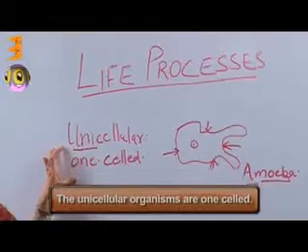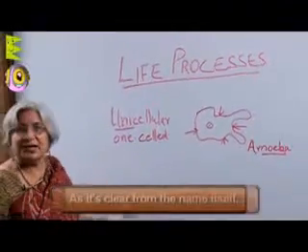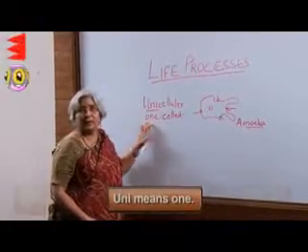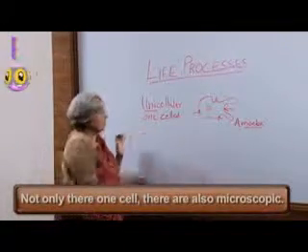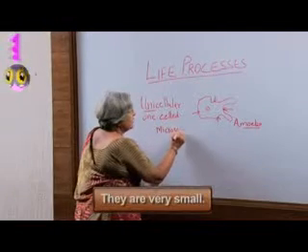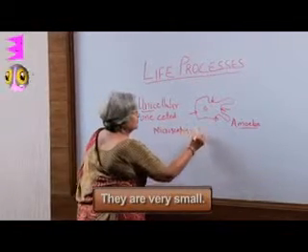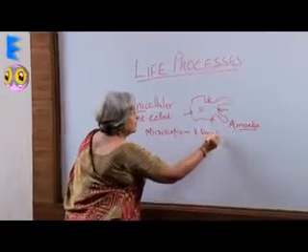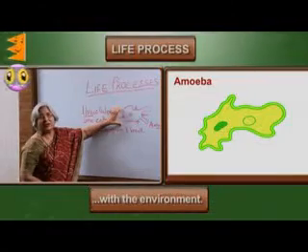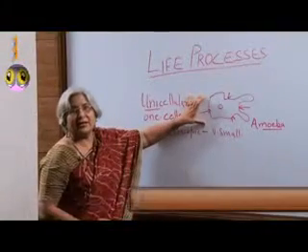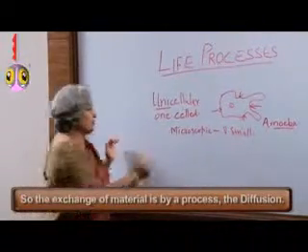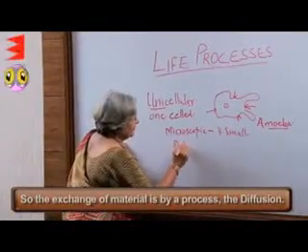Unicellular organisms are one-celled, as is clear from the name itself. Uni means one. And not only are they one-celled, they are also microscopic. That means they are very small. Hence, the entire cell is in direct contact with the environment. And so, the exchange of material is by a very simple process, diffusion.